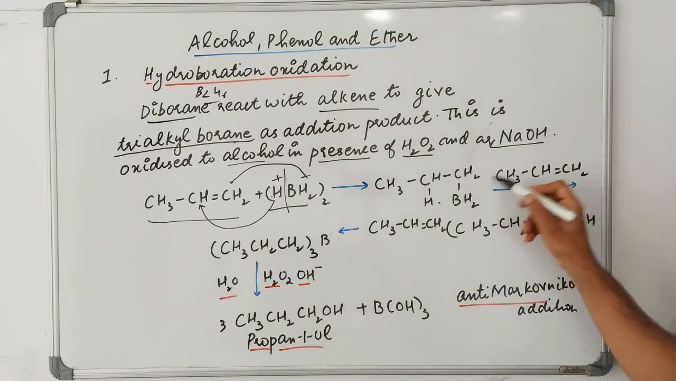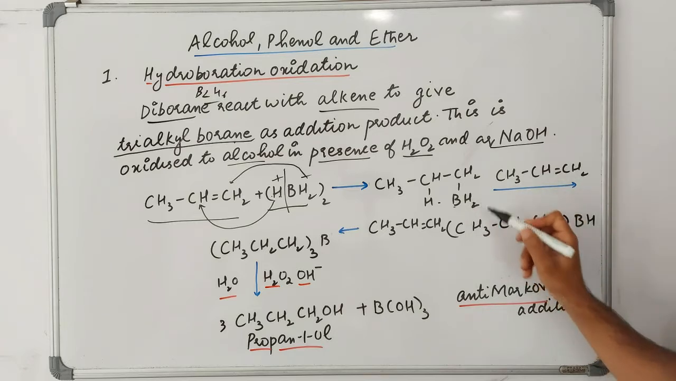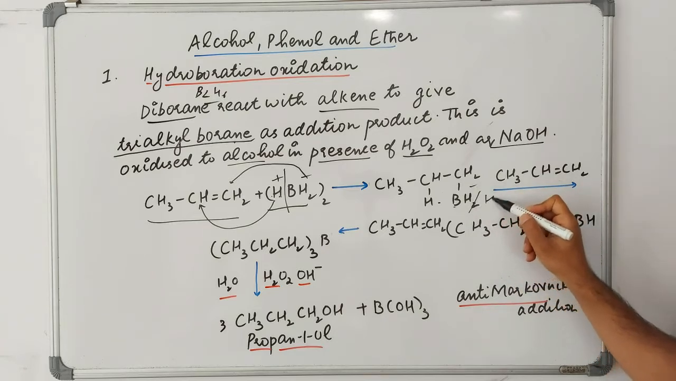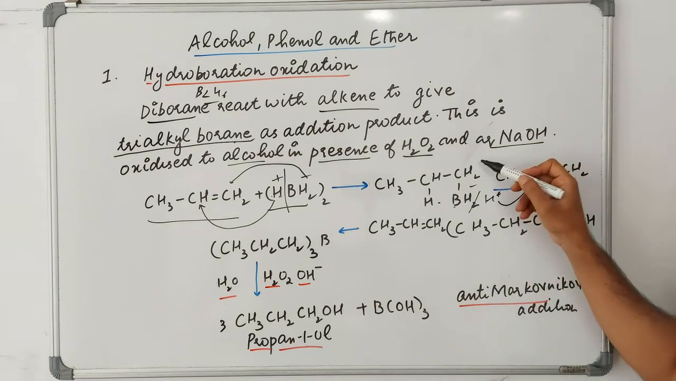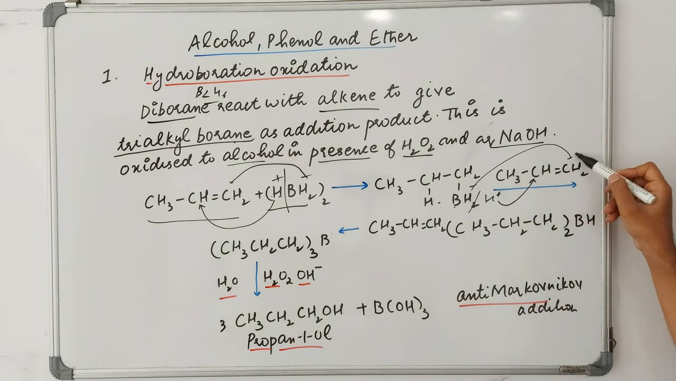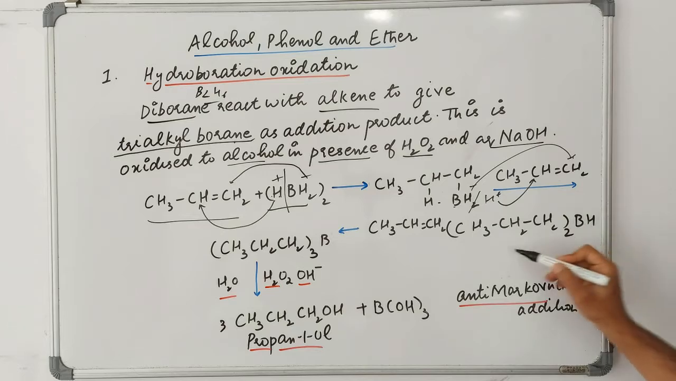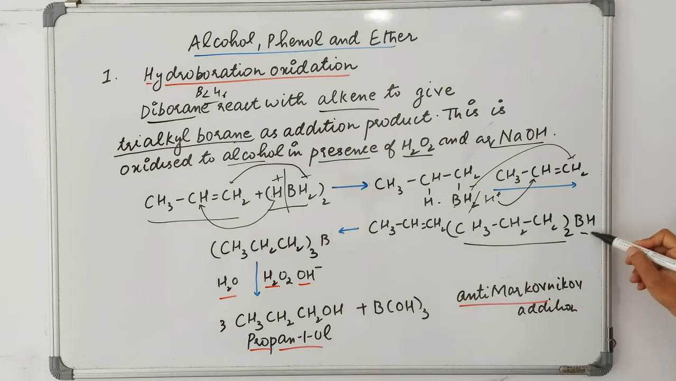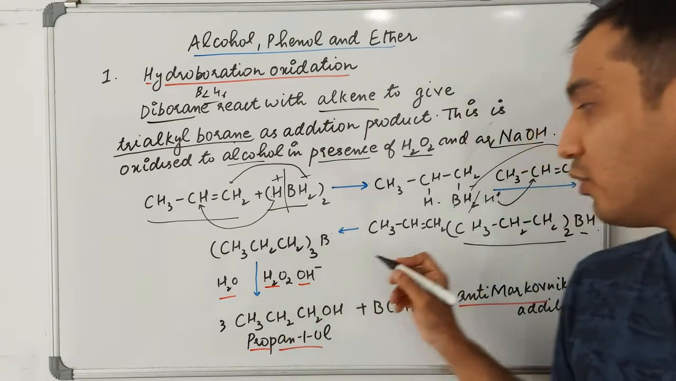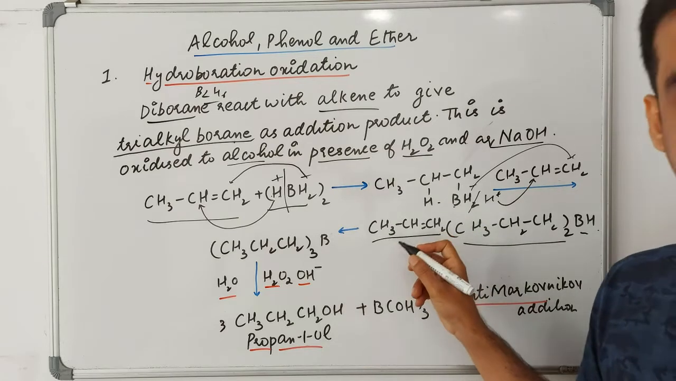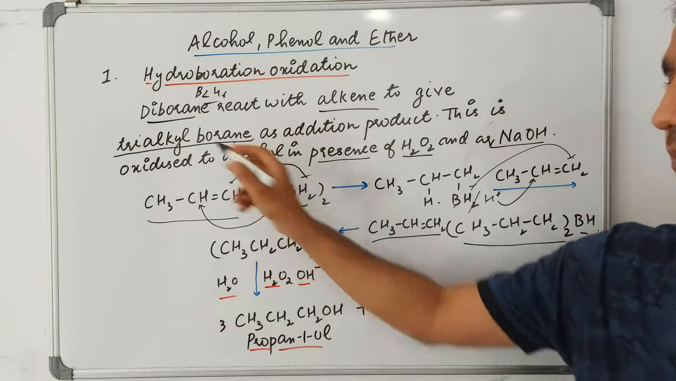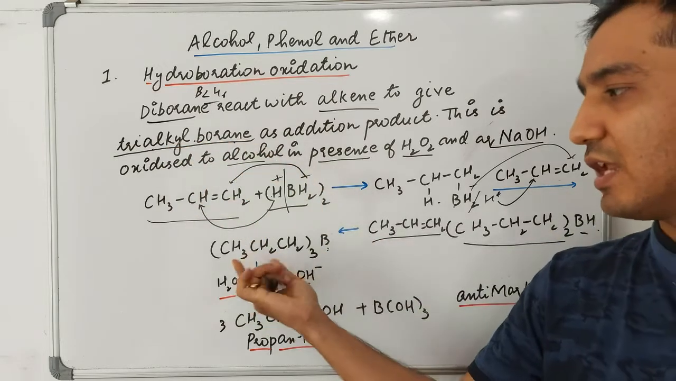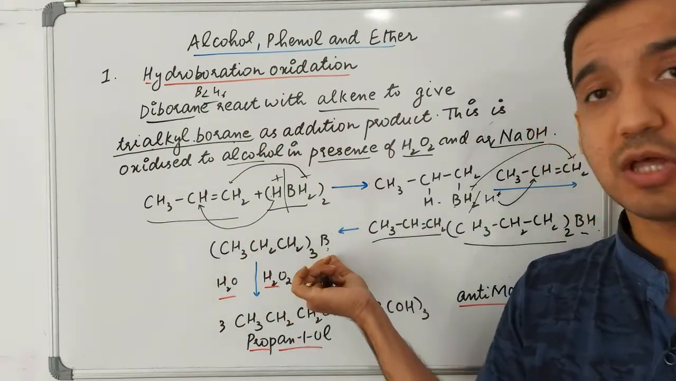Next, what happens? You will again use propene. This BH2 will break into BH- and H+. H again will add to the carbon which has fewer hydrogens, and this BH will attach to this carbon. Again this reaction will happen. Two alkyl groups will get attached to B, and in the third step you will use another propene, resulting in the formation of trialkyl borane. So this compound formed is trialkyl borane.